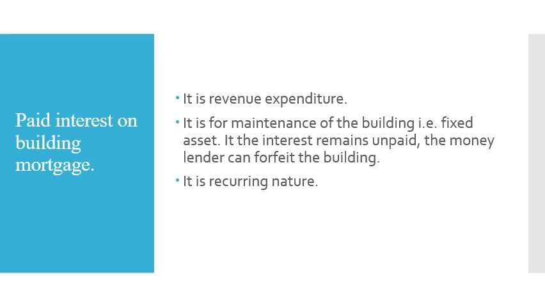Next example is paid interest on building mortgage, right? Your building has been mortgaged for purchasing the building. You have taken some loan and the building is mortgaged. So now you have to pay the interest on that loan. That means you are maintaining that building. That's why it is revenue expenditure, right? If the interest remains unpaid, the money lender can forfeit the building. That means you cannot maintain your fixed assets, and that's why it is revenue expenditure. Again, it is recurring in nature because you have to pay interest every year.